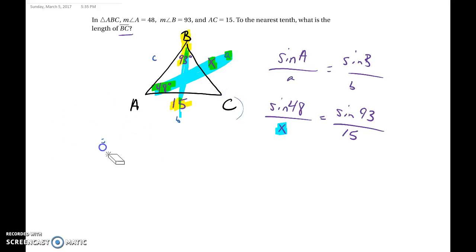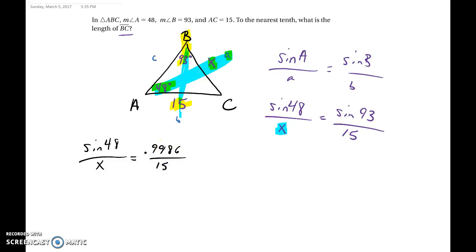All right, so now remember, sine of 93 actually represents a number, so we could go ahead and plug that into our calculator, and sine of 93 is approximately equal to 0.9986. So we're going to go ahead and write this over here: sine of 48 over x is equal to sine of 93, which was 0.9986, over 15.